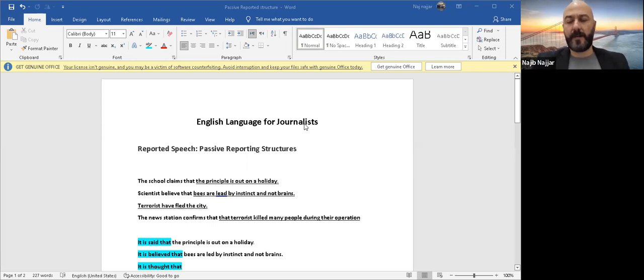This is used mostly by journalists. It's also used by grammarians when they're reporting something. A piece of language is called reported speech and passive reporting structures. It's a part of the reported speech, and it's basically used with the passive structure. When do we use it? I said we use it when we need to report an event, when we have three parties. A is reporting what B has said to C.